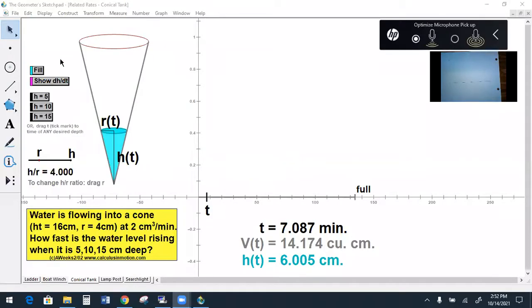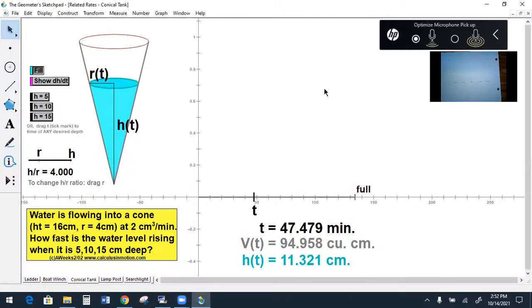Okay, let me share my screen so we can look at the cone problem. Okay, here we go. You ready? I'm gonna fill it up. This is a really cool problem. You guys will like this.